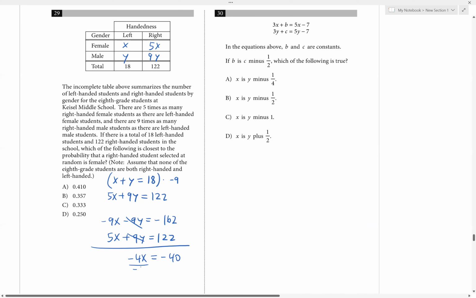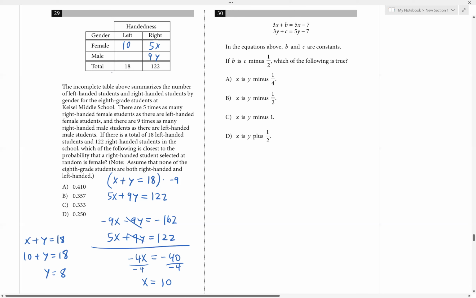To solve for X, we divide by -4 on both sides. So -40 over -4 is equal to 10, so X equals 10. Now we know X is 10, so we can go back and solve for Y. X plus Y equals 18, so if X is 10, it's 10 plus Y equals 18. Minus 10 on both sides, Y equals 8.